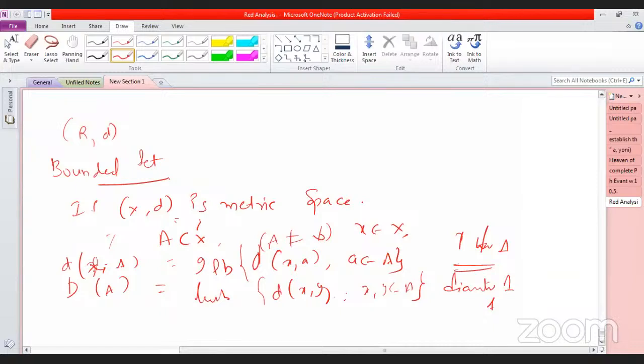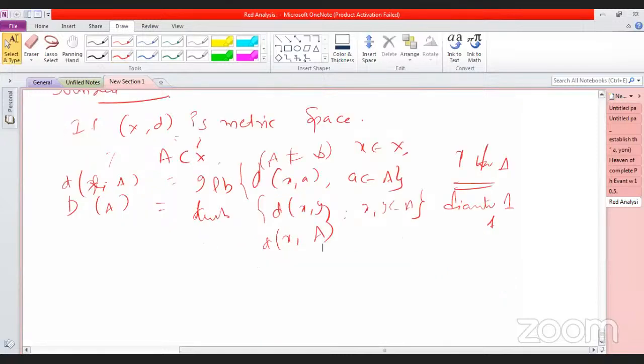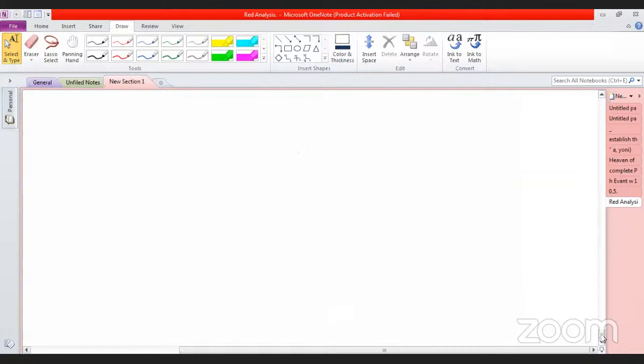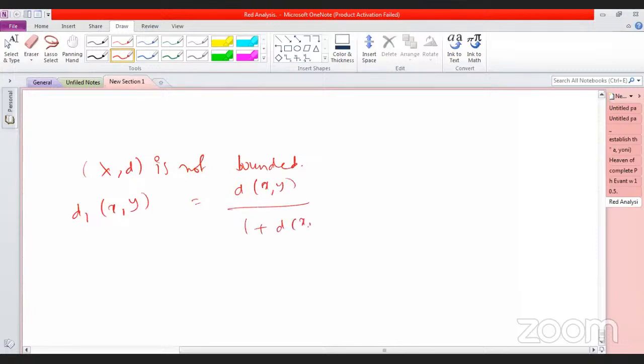We can later observe that d(x, A) is a continuous real function on X. We know that the boundedness of a set depends on the metric in question. So (X, d) is not bounded. We can define another metric d1 in X, and X is bounded with respect to d1. See here, all of you, we define d1(x, y) = d(x, y)/(1 + d(x, y)) for x, y belongs to X.